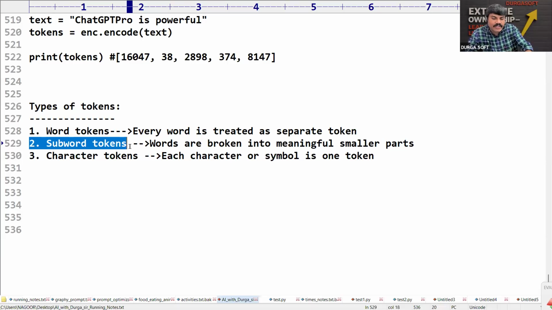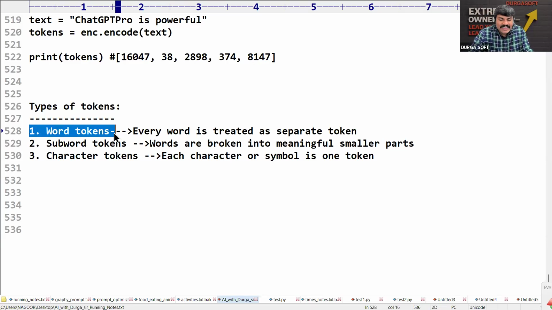Where are word tokens used? Word tokens are easy to understand, good for very basic NLP tasks. They are too good there, but used in early NLP models only. Word tokens are not scalable because new words keep coming, and combined words keep coming. Suppose a new word like ChatGPT Pro or ChatGPT Next comes. Word tokens are not in a position to recognize it. So in GPTs, people are not going to use word tokens. They always use subword tokens only.